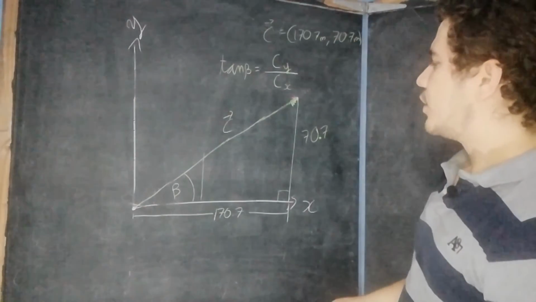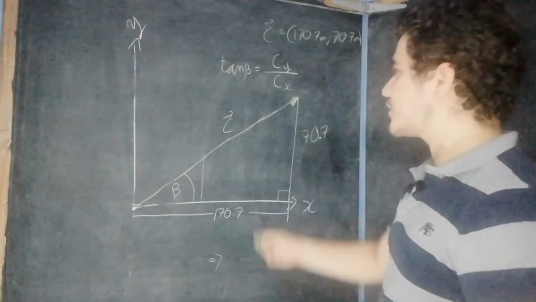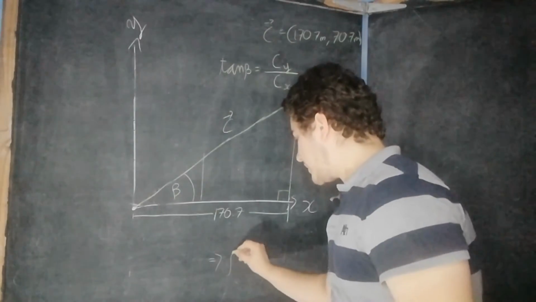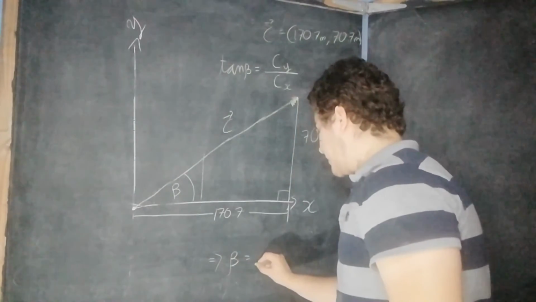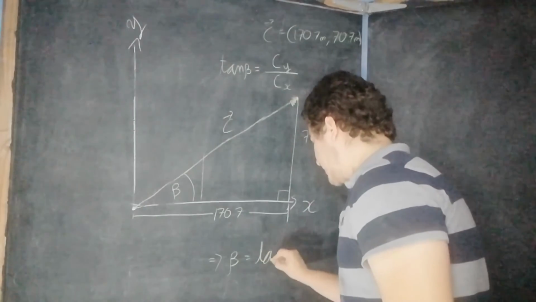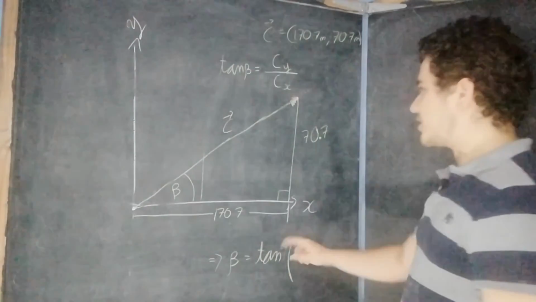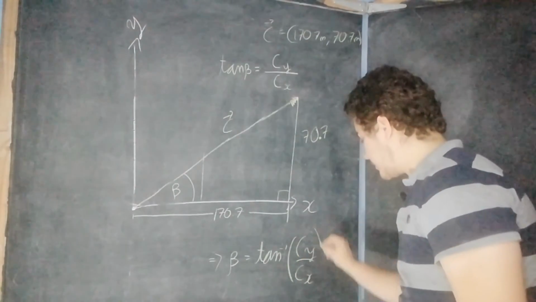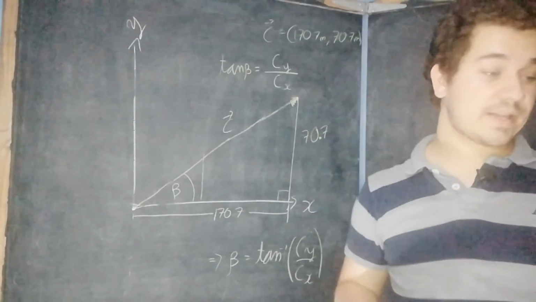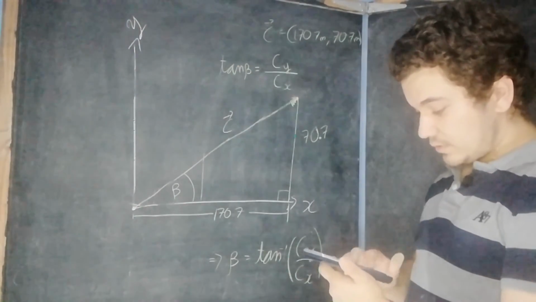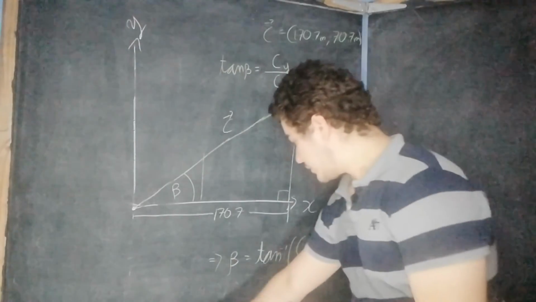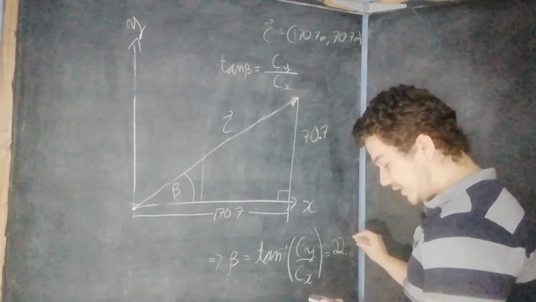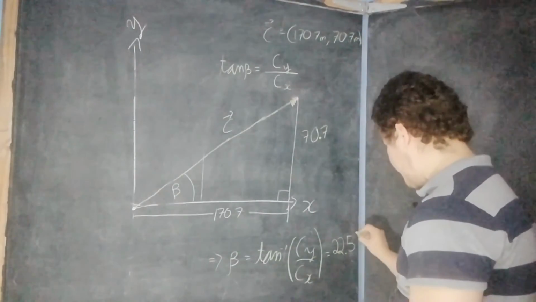If you recall as well, we can define an inverse function. We can apply the inverse function to both sides of the equation, and we get beta equals tangent to the -1, or whichever notation you use, of C sub y over C sub x. We can just substitute the values and put it in the calculator, and it equals 22.5 degrees, rounding up.